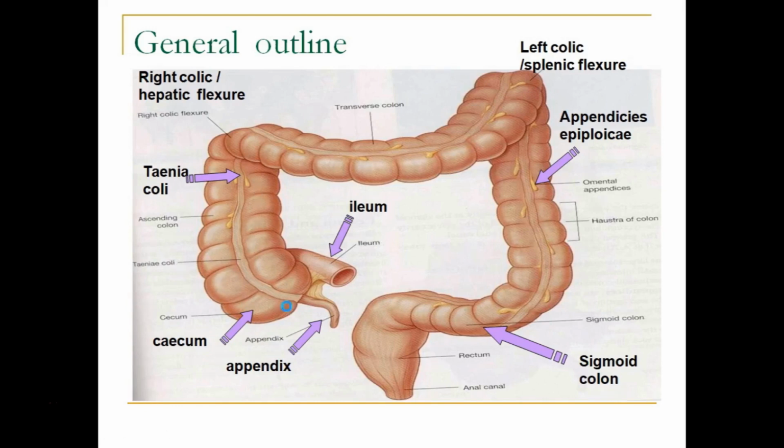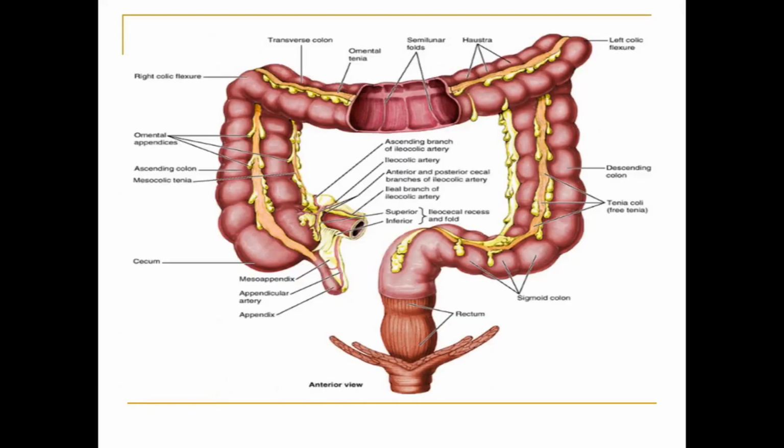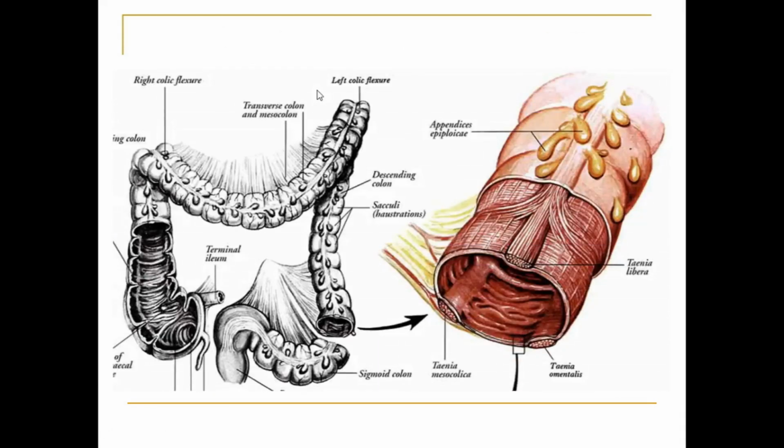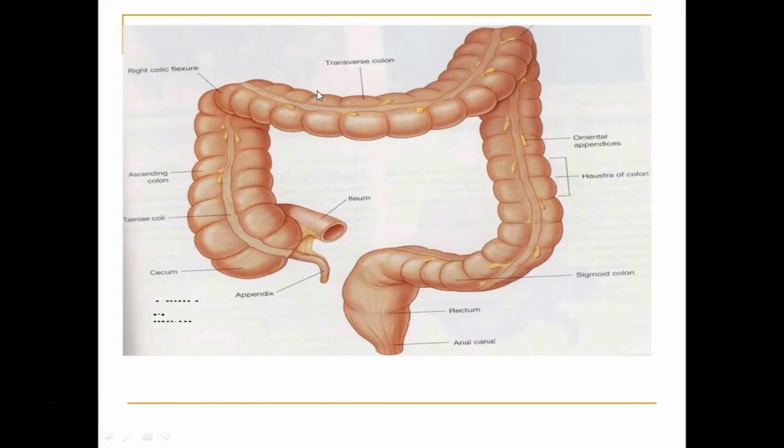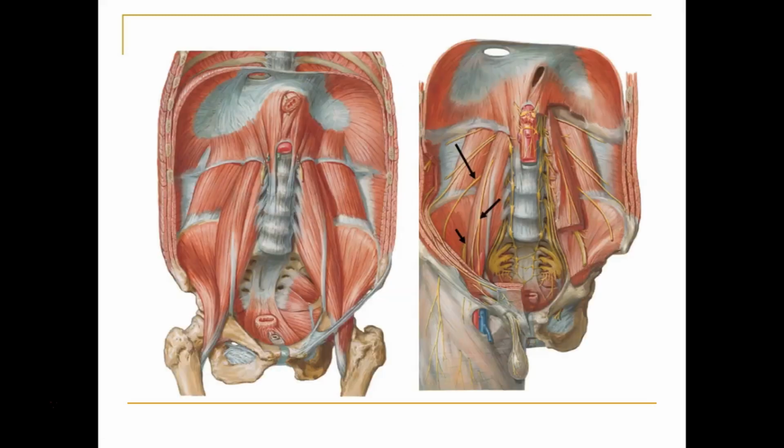So now we will detail cecum. The large intestine features, as we discussed, are sacculations, appendices epiploicae and taenia coli. You can remember a mnemonic, SAT. So again, haustrations and appendices epiploicae with taenia coli. Taenia coli again has three parts: taenia libera, omentalis and mesocolica. About that we will have a separate class. Now we will see details of cecum.